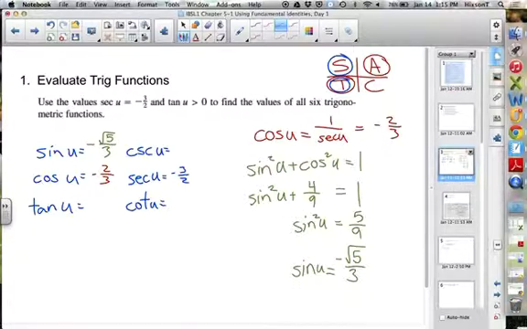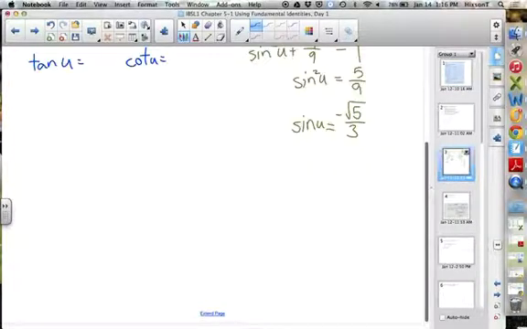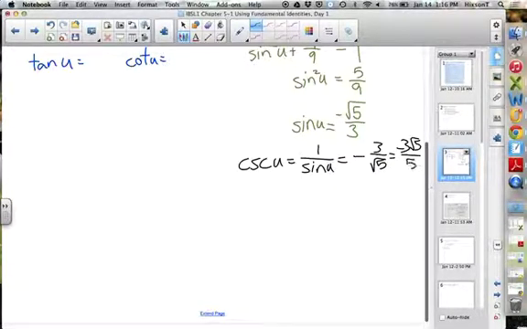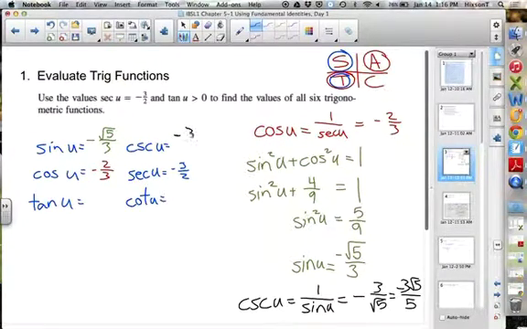So now that we know sine, what can we find? Cosecant. What's that going to be? Okay. And there we're using a reciprocal function again. We know that cosecant is 1 over sine. Okay? So we have a negative 3 over root 5, and we rationalize that denominator, and we get negative 3 root 5 over 5. Okay? Alright, so we've got 4 out of 6 done.